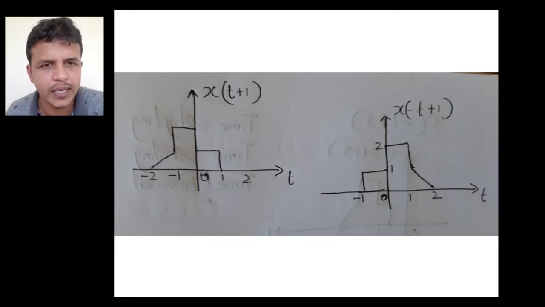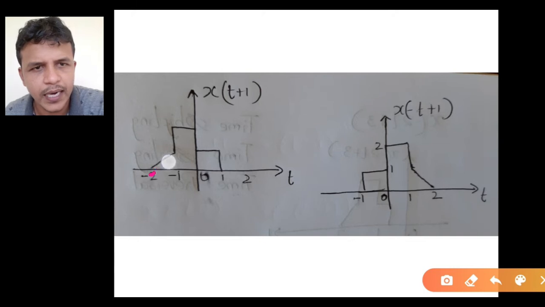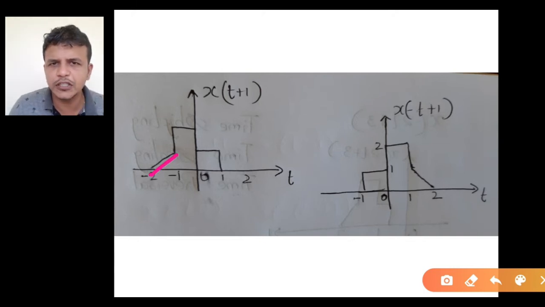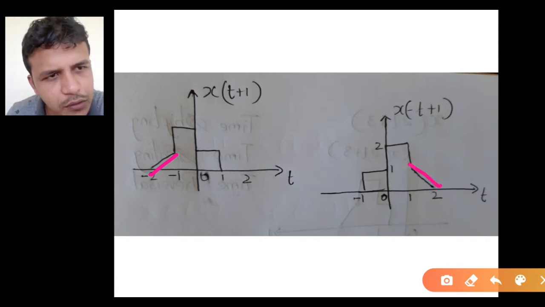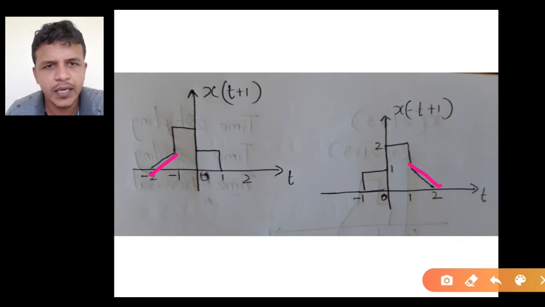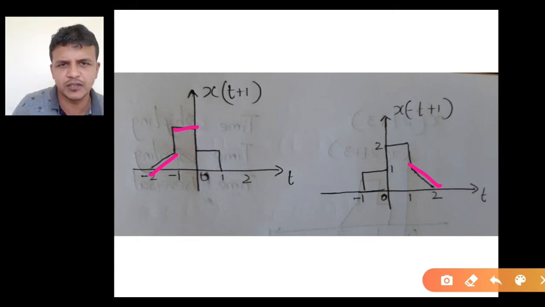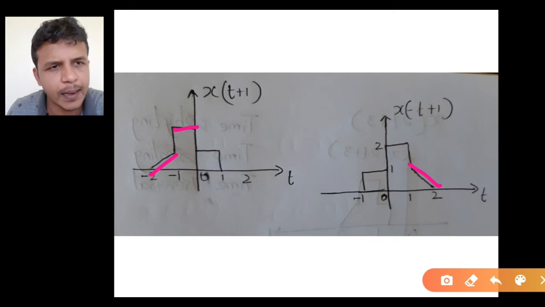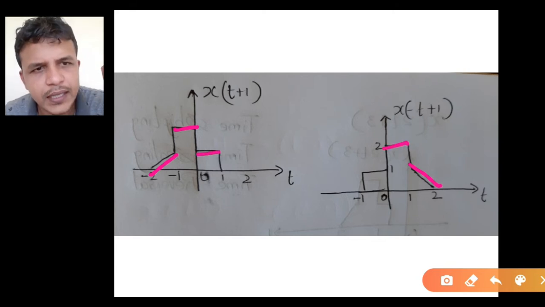Between minus 2 and minus 1, in x of t plus 1 we had a ramp signal. That should be made to happen between 2 and 1. So in x of minus t plus 1, between plus 2 and plus 1, the ramp signal should be there, and we have got that here. Then from minus 1 to 0 the amplitude is 2, and this should be shifted so that between plus 1 and 0 the amplitude is 2. Then between 0 and 1 the amplitude is 1.